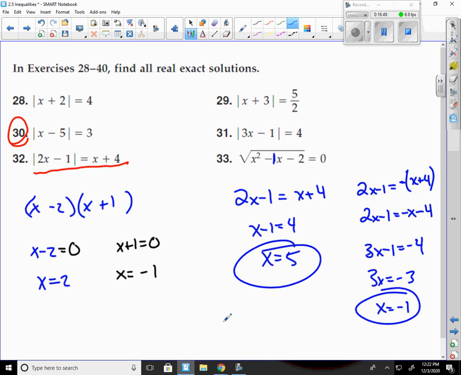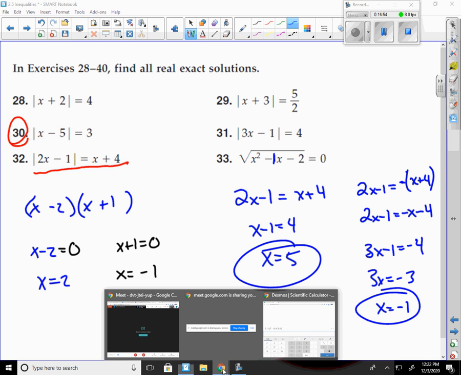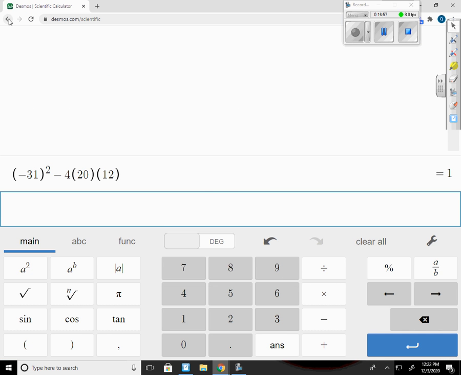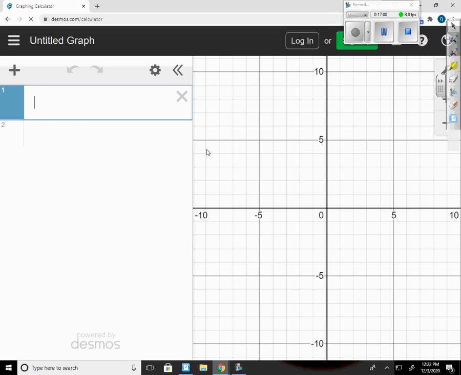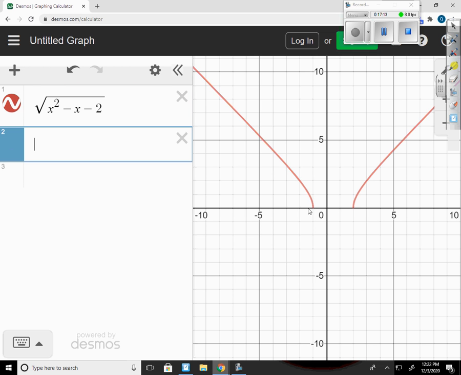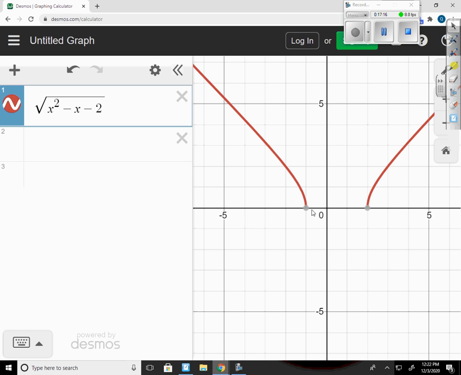Now I'm going to pull up Desmos again here, just for fun. I'm going to put this in. SQRT of x squared minus x minus 2. There's my answers. So even though I said solve for x, you could be putting each one of these into Desmos and checking your answers.